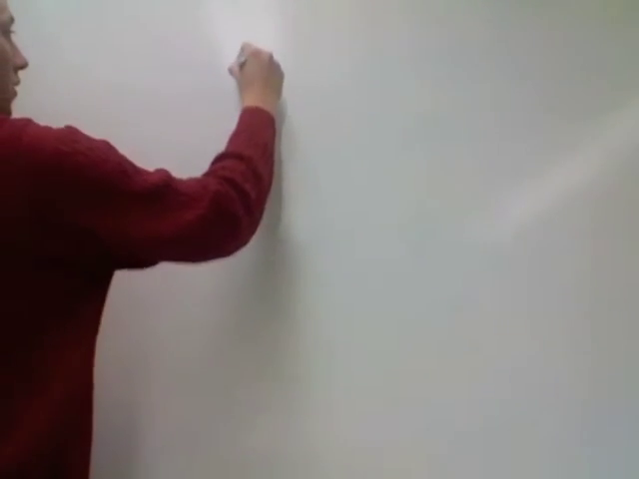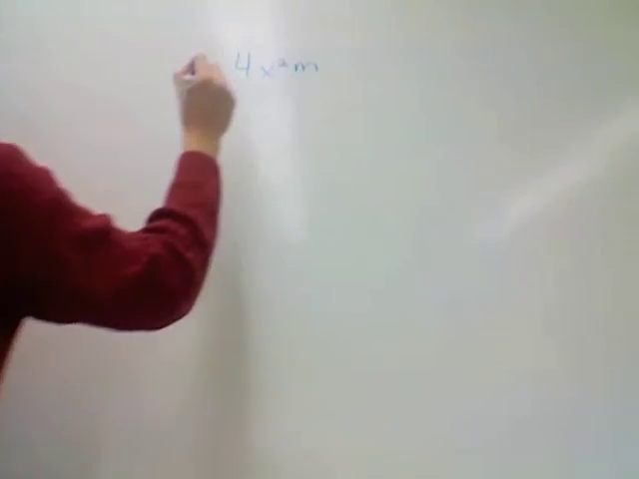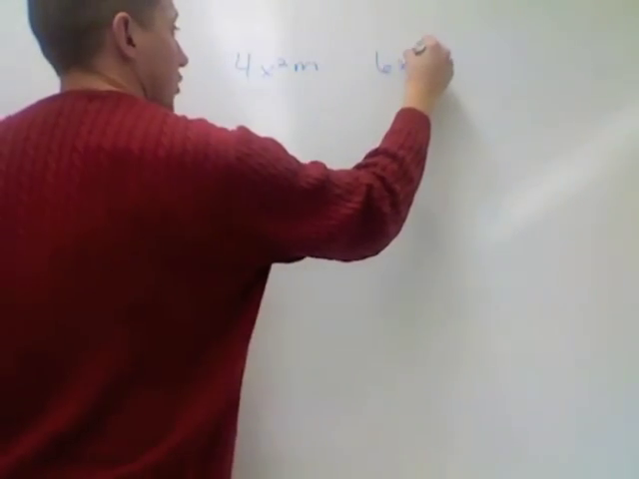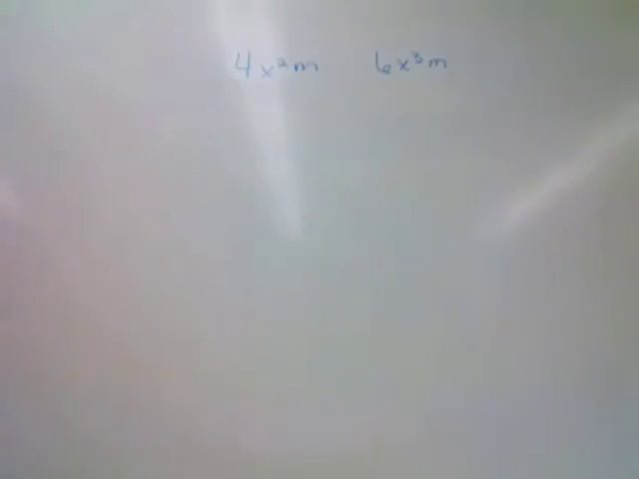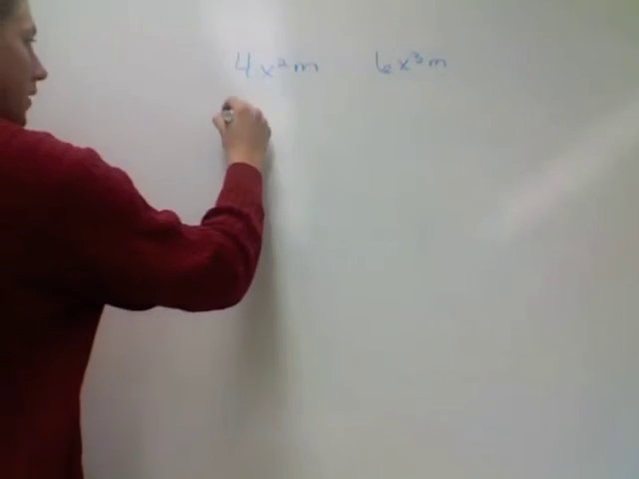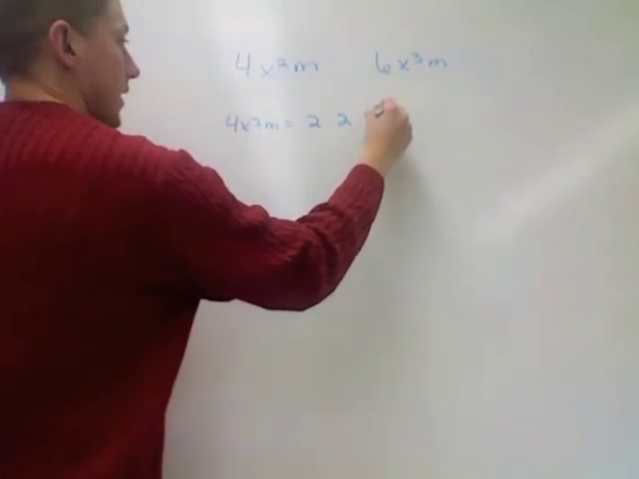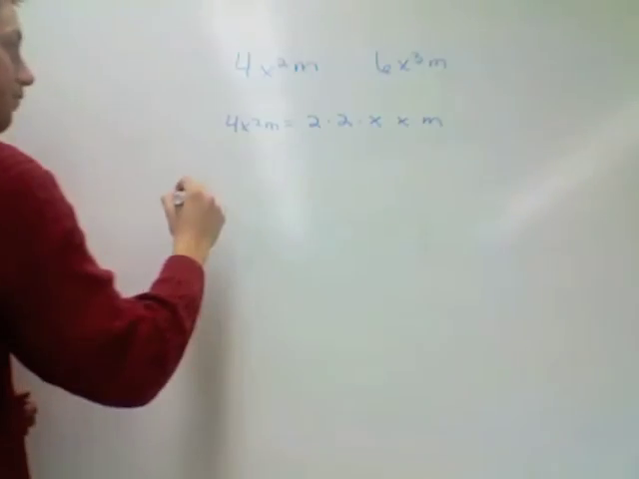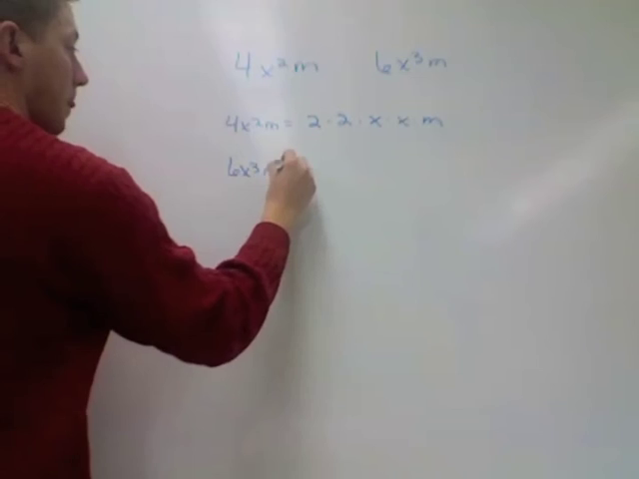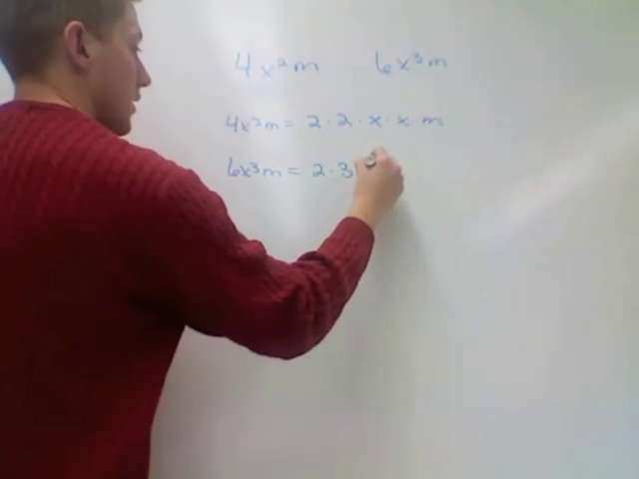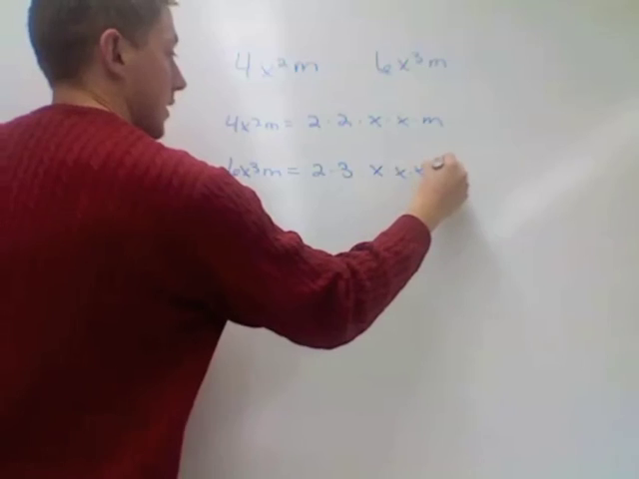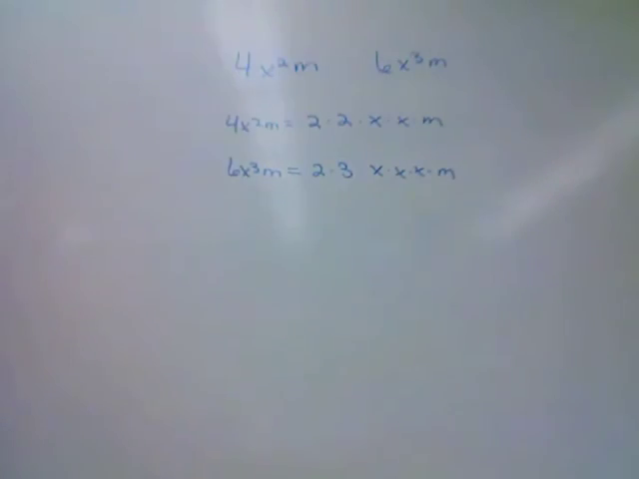So we're going to try one more example of finding the least common multiple of an algebraic expression. So in this case, we're going to use 4x squared m and 6x cubed m. So what we need to do, once again, is to find the prime factorization of these. So 4x squared m can be broken down as 2 times 2 times x times x times m, and 6x cubed m can be broken down as 2 times 3 times x times x times x times m.